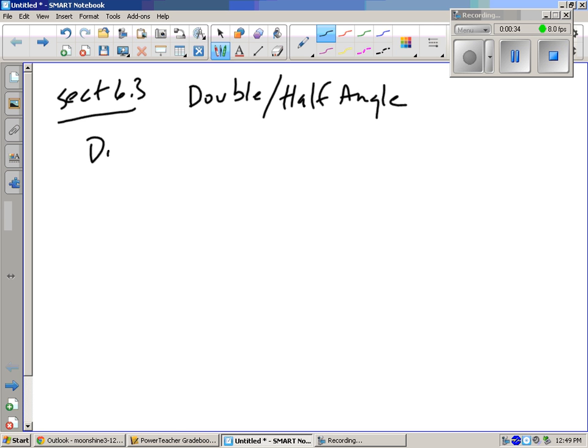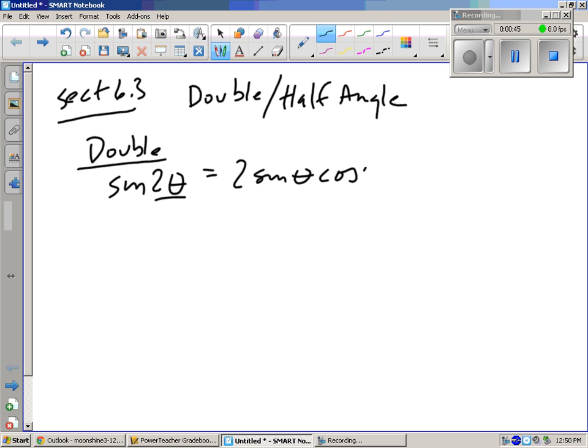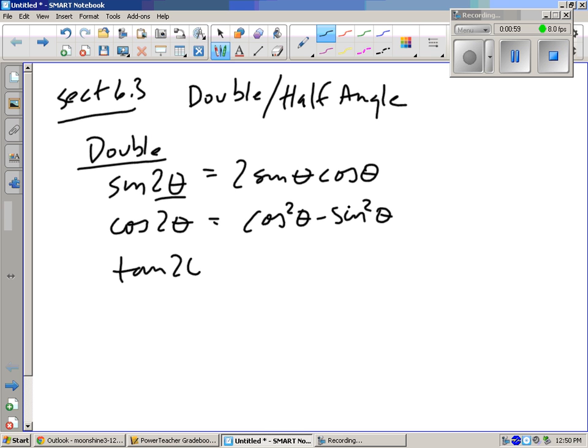All right, let's start with our double angle formulas. We have sine of 2 theta. So you can see it's a double angle. That works out to be 2 sine theta cosine theta. Moving on to cosine of 2 theta. The most popular one is cosine squared minus sine squared. There are 2 other versions of that, but we'll get to that in a little bit. And then tangent of 2 theta is 2 tangent theta over 1 minus tangent squared theta.